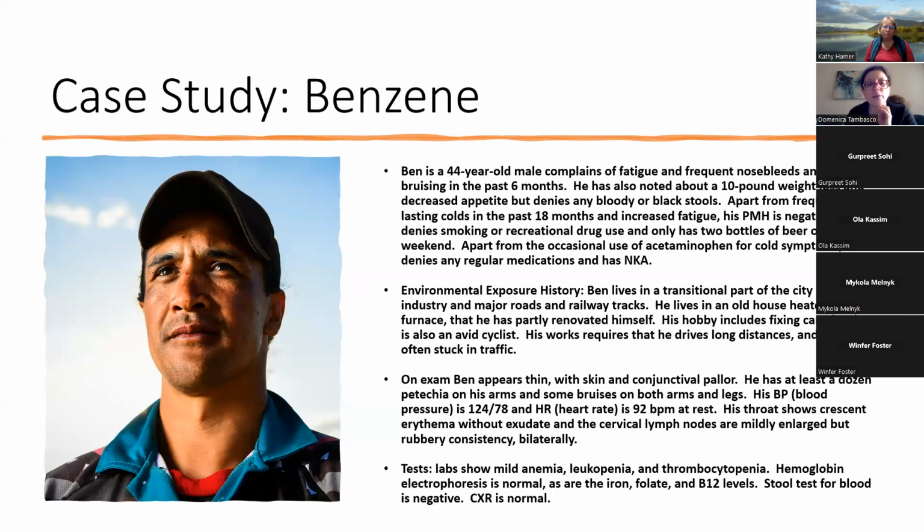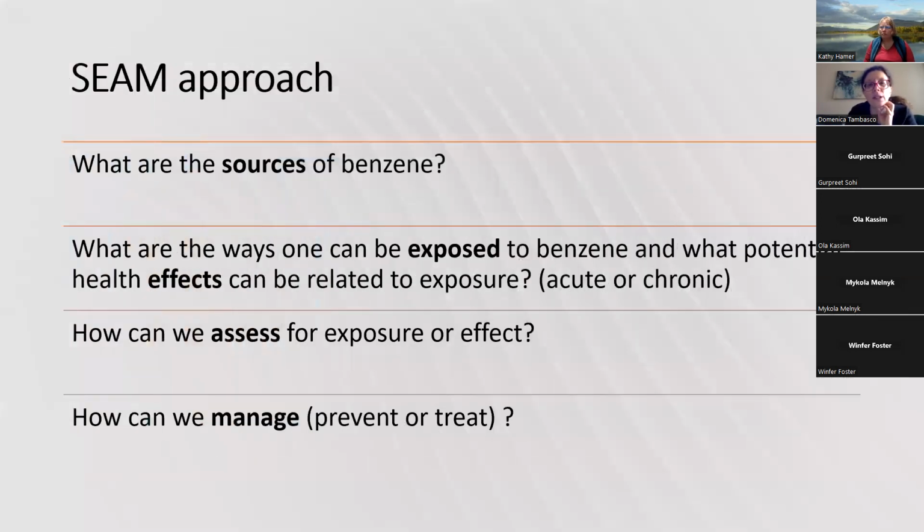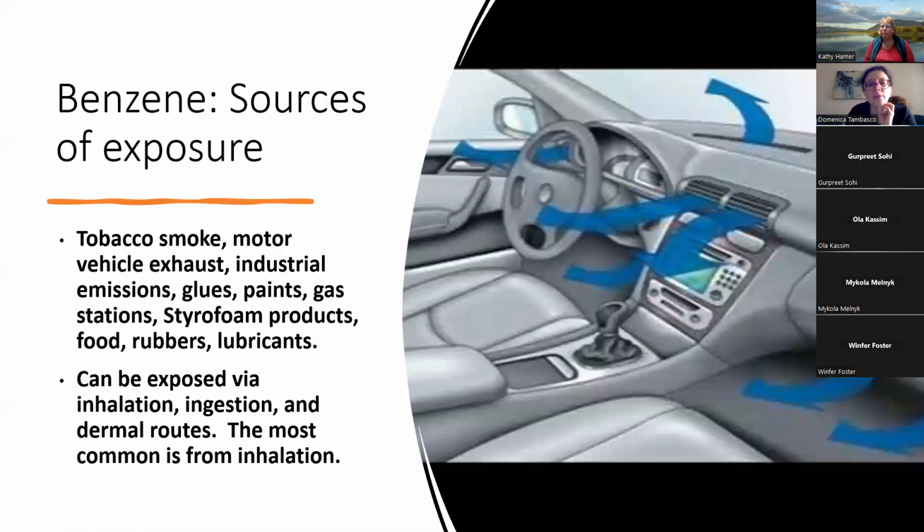Now, let's move on to the next slide, and maybe the next one as well. So as you can see, many sources of benzene: tobacco smoke, motor vehicle exhaust, industrial emissions, glues, paints, gas stations. So you mentioned paint strippers, I think. So I think paints and paint strippers can have it, not all of them, but some of them. Gas stations, styrofoam products, food, some foods actually have a very small, tiny quantity.